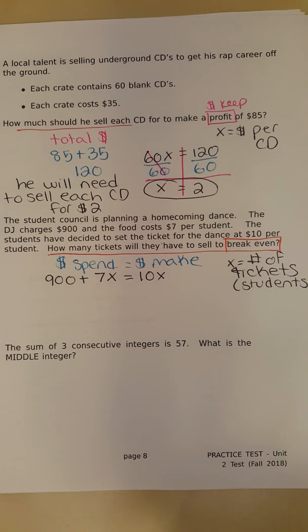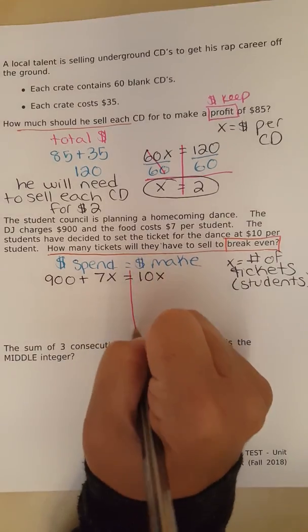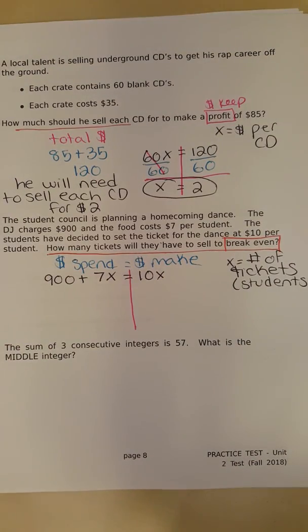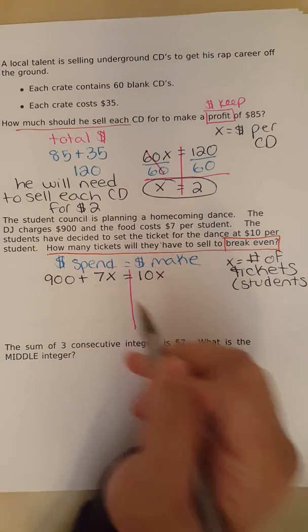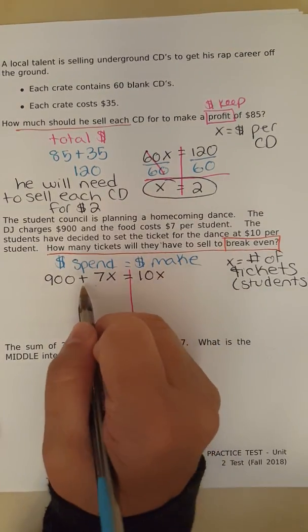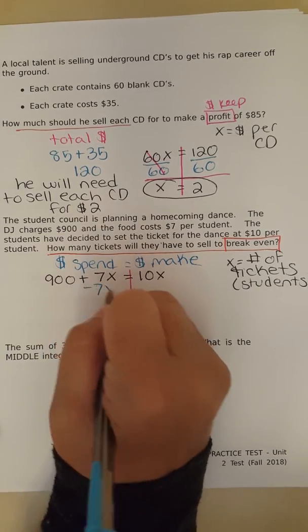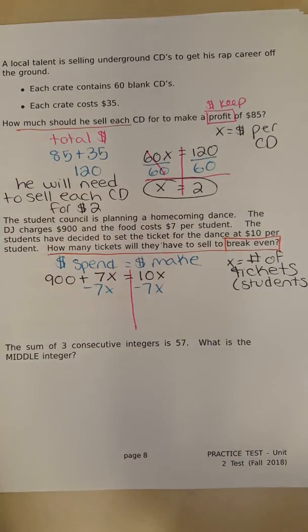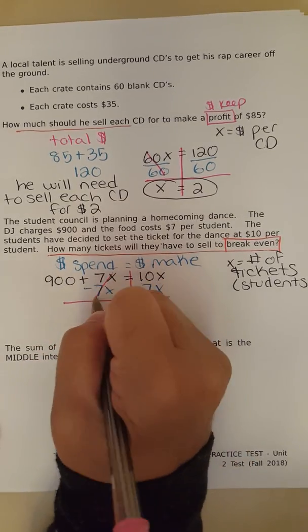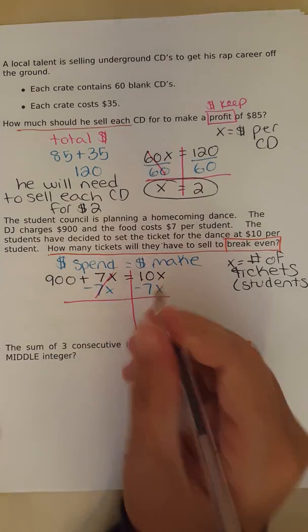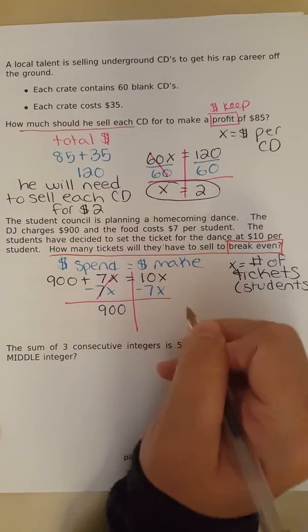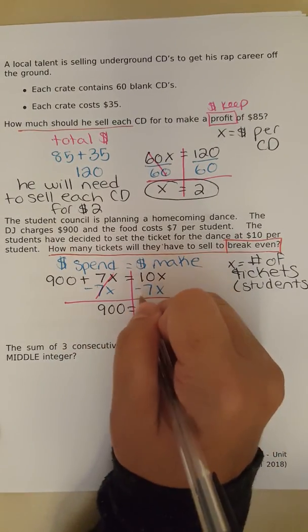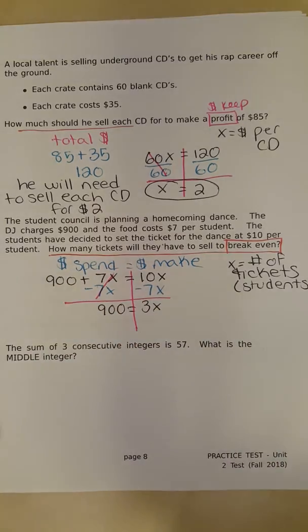So now in order to find out that break-even point, how many they're going to have to sell to break even, we're going to solve. Our first step, we need to move our variables. I'm going to look for the one with the smallest coefficient, and that's going to be a 7x. It's got the smaller number in front. The opposite of plus 7x is minus 7x. So I'm going to subtract 7x from both sides. 7x minus 7x gives us 0. So we're left with 900 on the left. And on the right, 10x minus 7x is 3x. So on the right, I have 3 times x.